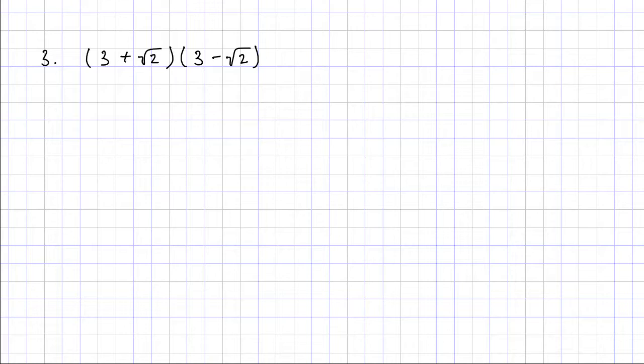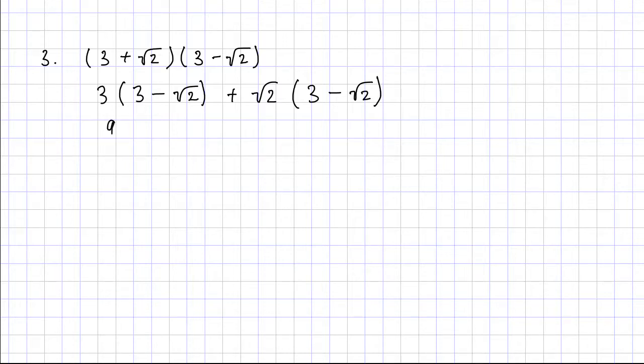Okay, so we'll go through this question now together. So I need to multiply everything in this bracket with everything in this bracket. So I'll start by writing 3 times 3 take away square root of 2. And I have plus square root of 2 times 3 take away square root of 2. Okay, so 3 times 3 is 9. 3 times minus square root of 2 is minus 3 square root of 2.